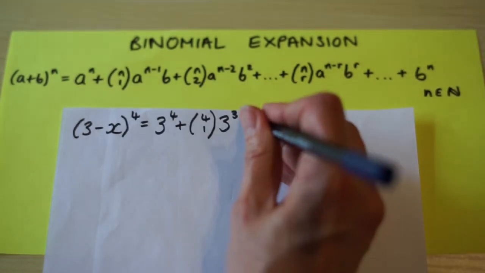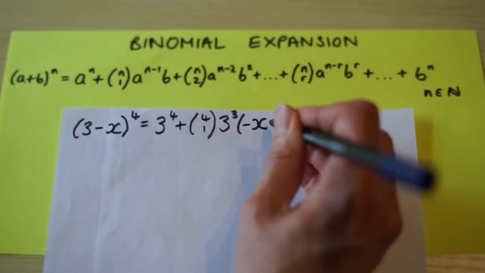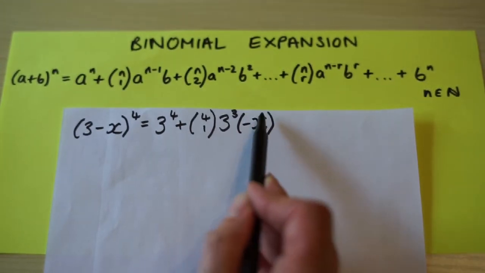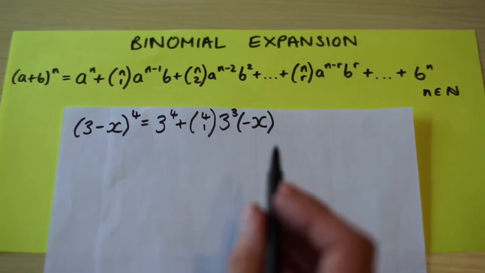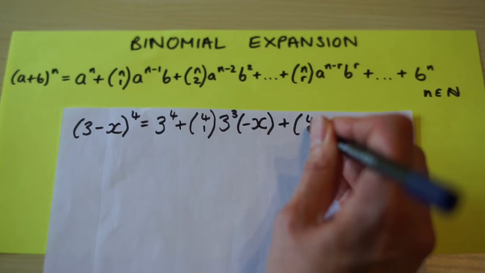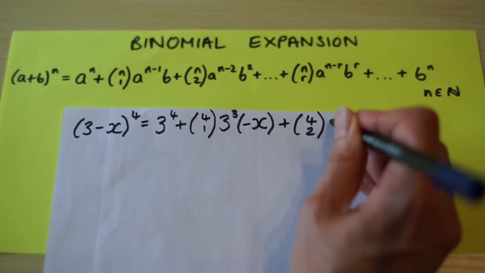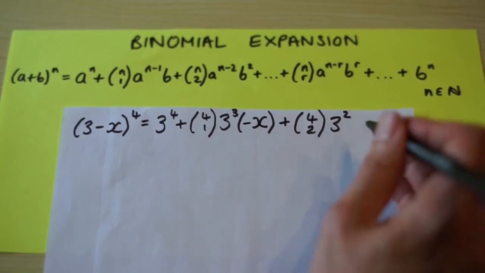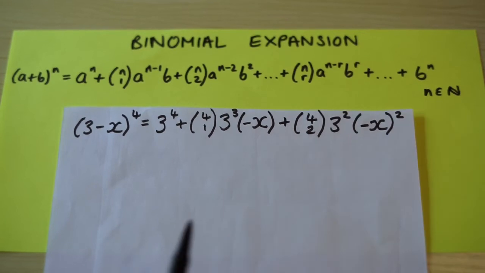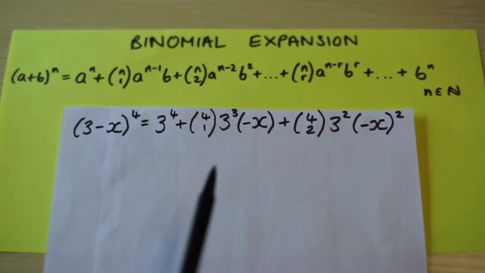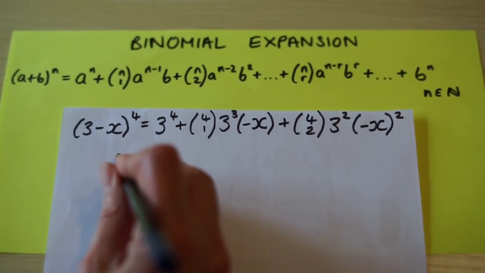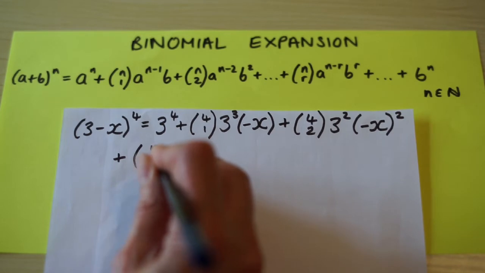Right, now we need to build up the B term. We have to be really careful that we include the negative sign here. Okay, a third term, 3 to the power 2. We've got the B term. So our A term is decreasing in power and our B term is increasing in power. Keep going. 4.